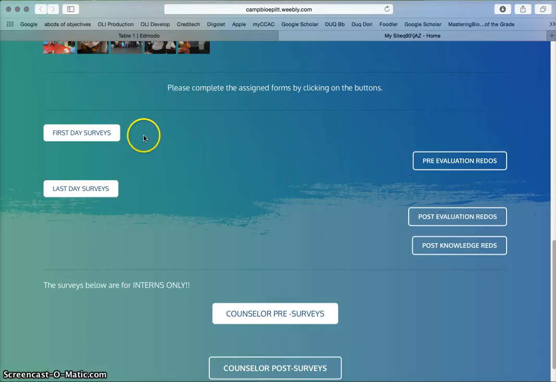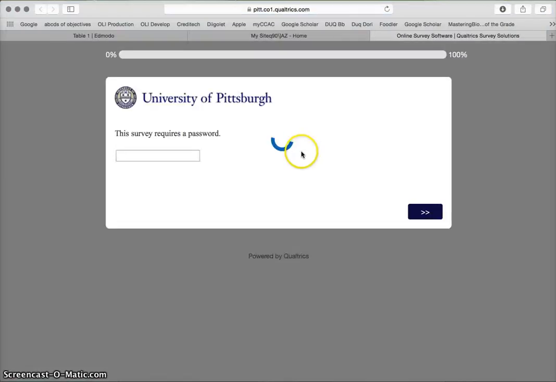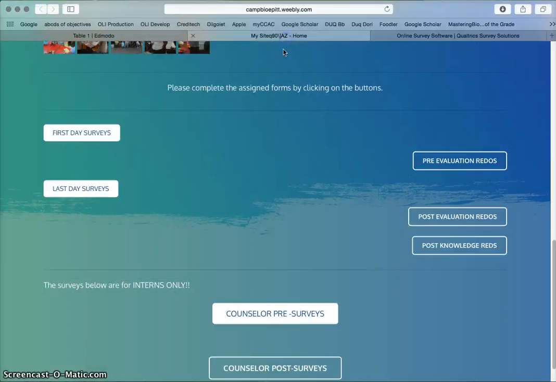So, for example, the first day surveys is here. They knew that on the first day to go in and click that particular link, and as they clicked that link, it would take them to the login page. They had to enter a particular password, which we had available to them through their counselors, and then as they logged into the survey, all of the questions were there for them. We also did the same thing for the last day surveys.